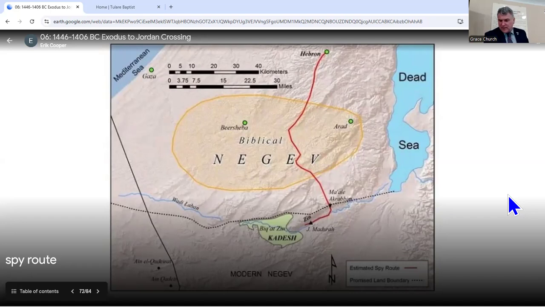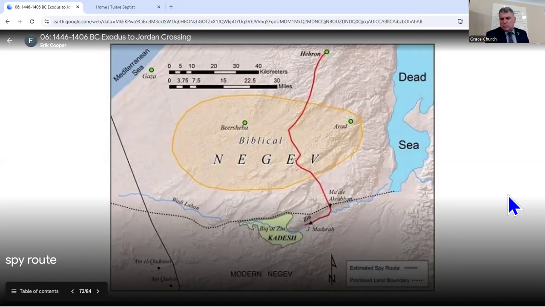So there's that. But notice these things they're afraid of. Verse 3: why is the Lord bringing us into this land to fall by the sword? Well, we know what happens. The next generation goes in. Does the next generation fall by the sword? No. So what they're afraid of isn't going to happen. The Lord's not going to let them fall by the sword.